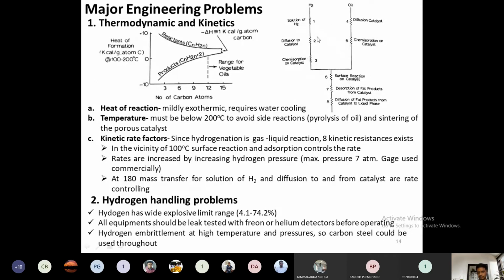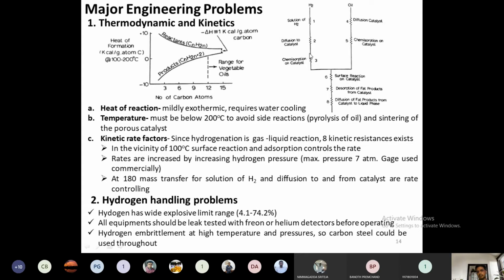In order to control these resistances, when we are operating our hydrogenation process below 200 degrees centigrade, a variation in the mechanism, a variation in the rate controlling step, is possible. When the hydrogenation is operated at 100 degrees centigrade, the rate controlling steps will be adsorption and surface reaction, these two steps. That is, the chemisorption on the catalyst and the surface reaction on the catalyst. Resistances 3, 5 and 6 will be the rate controlling steps when we operate our hydrogenator below 100 degrees centigrade.